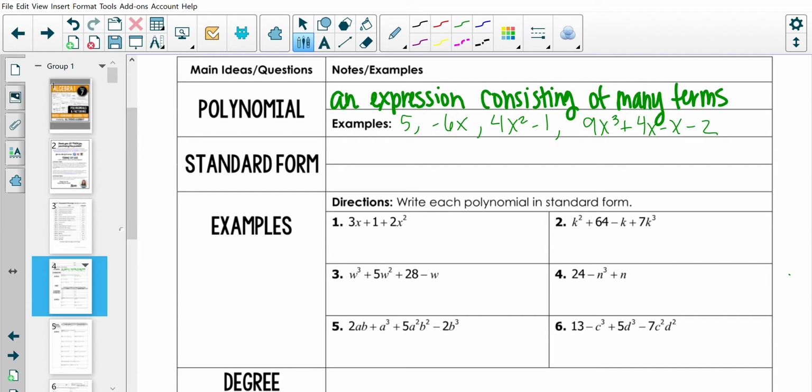Okay? So, standard form must be written in alphabetical order. We've gone over this a little bit.